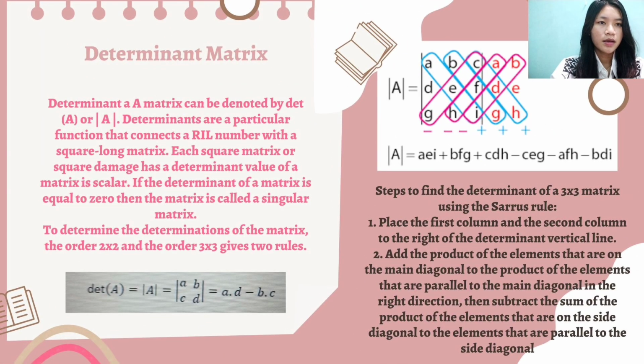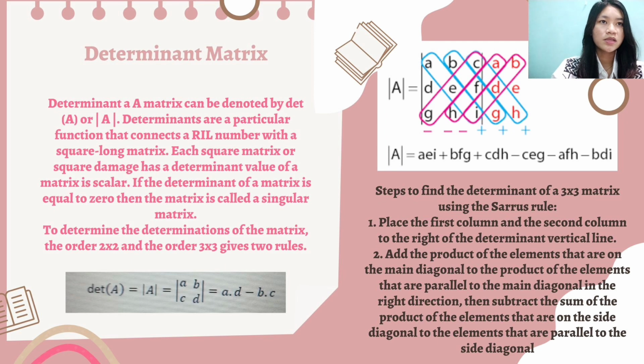Okay, next about the determinant of a matrix. What is a determinant? The determinant of a matrix can be denoted by open brackets A close brackets or det A, or it is a particular function that connects a real number with a square matrix. A square matrix has a determinant value, which is a scalar. If the determinant of the matrix is equal to 0, then the matrix is called a singular matrix.